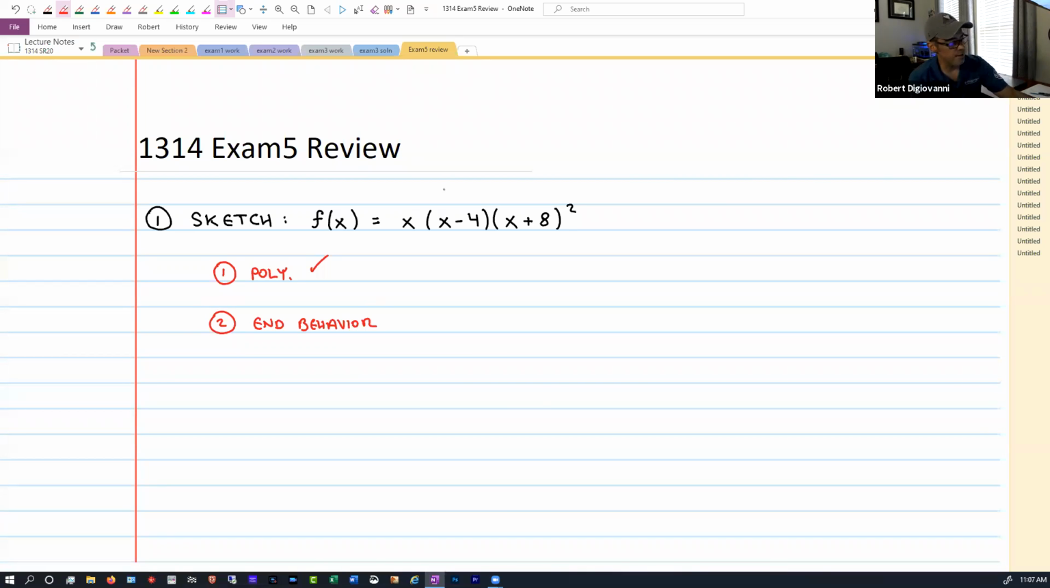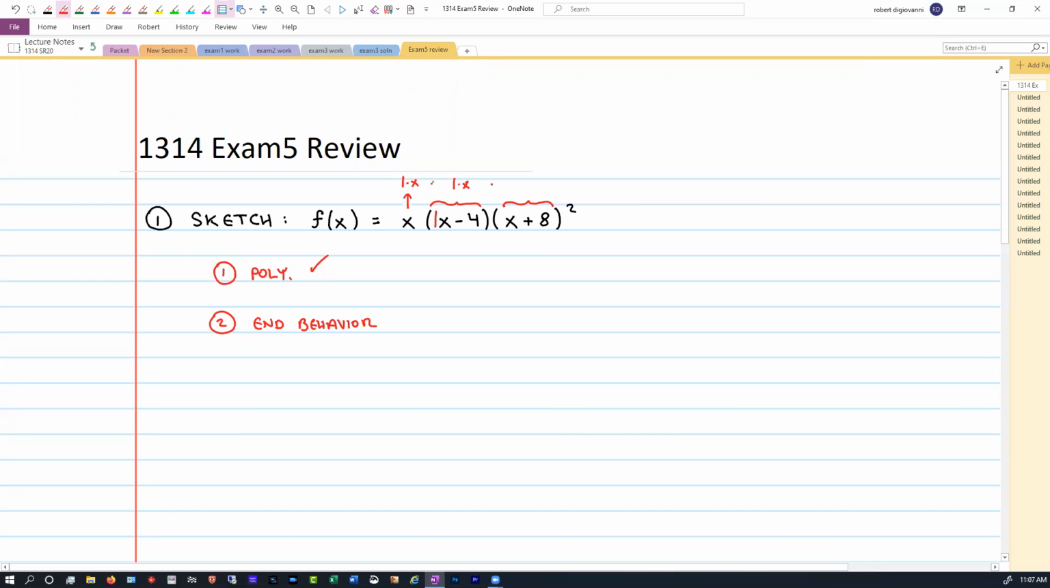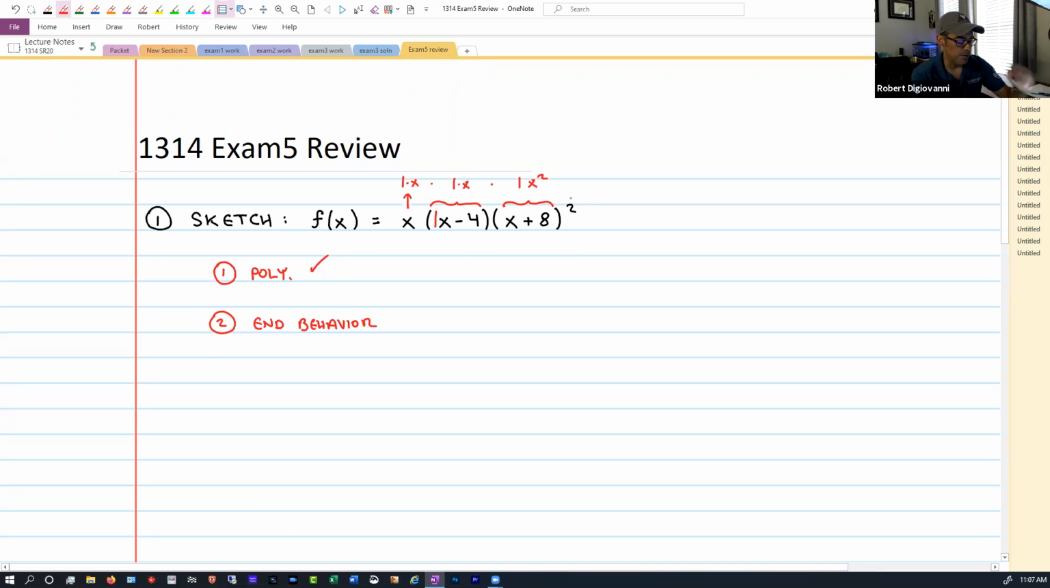So this is where I said you look at each of the factors and you say, what is that really acting like? And we said, x is really like a 1 times x. And then this, if we ignore the -4, is really like another 1 times x, because there's a 1 in front of that x. And this last one, what is it behaving like? 1x squared. 1x squared, good. And that's because we have a little squared there.